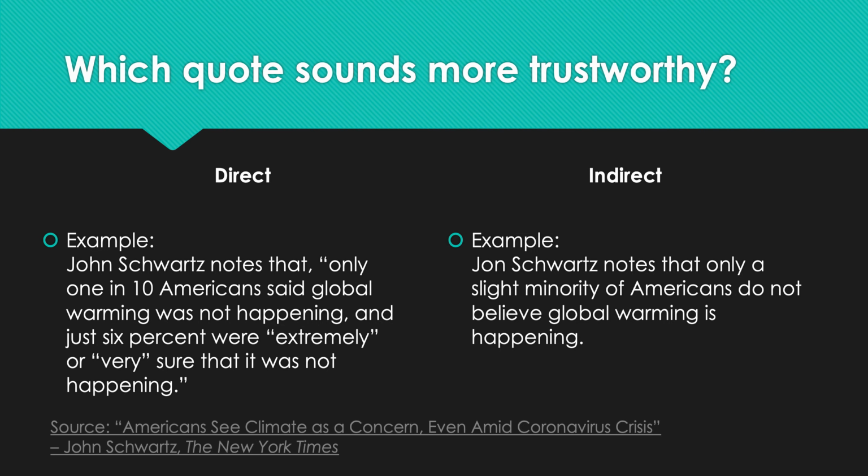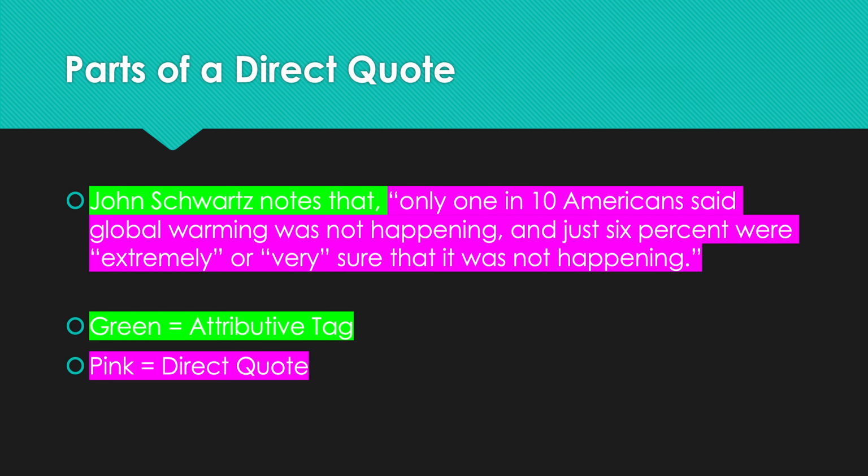So you can see how the one on the right here really loses a lot of power, and it doesn't seem as trustworthy because we don't have exact numbers, exact figures, exact details as to how people believe about this. So you want to make sure that you sound trustworthy and powerful with your quotes when you bring them up. So direct quotes help you do that. All right, now let's talk about the parts of a direct quote, right?